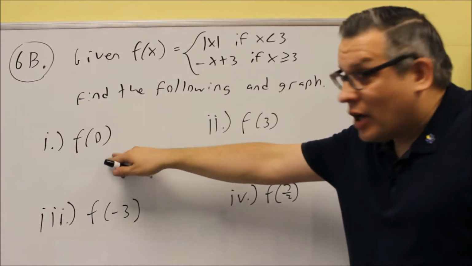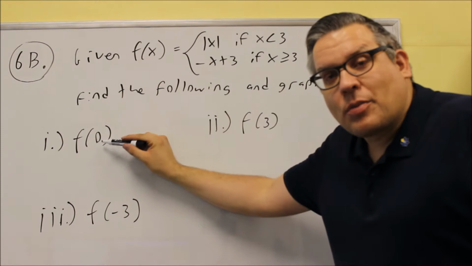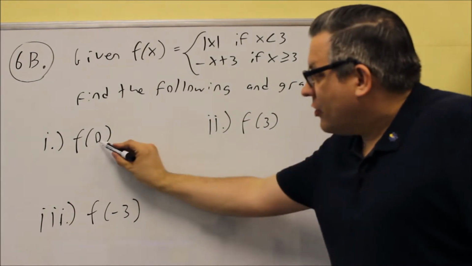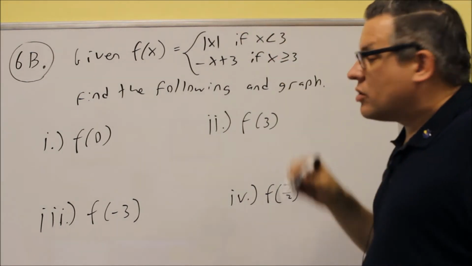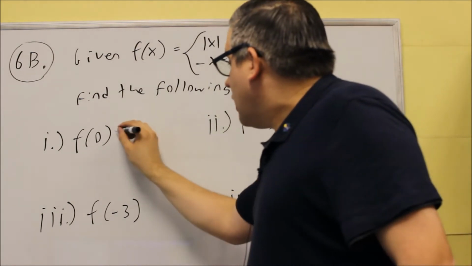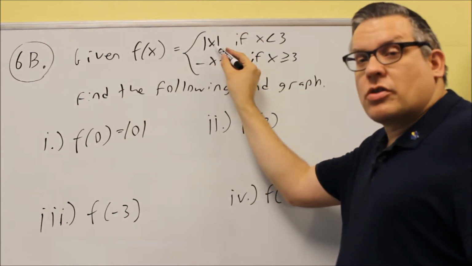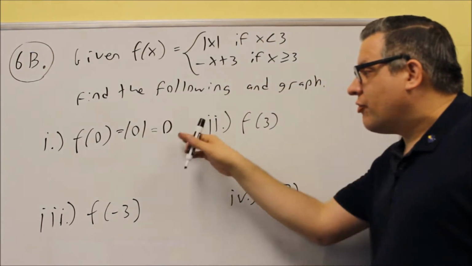So again, to review that, if you're looking for this, you look at the number inside the parentheses and you see which condition that belongs to. The 0 inside would match this one. 0 is less than 3, so we're going to use the first equation, and you solve that by doing absolute value of 0. We put 0 into the absolute value and we get 0, and that's the answer for 1.